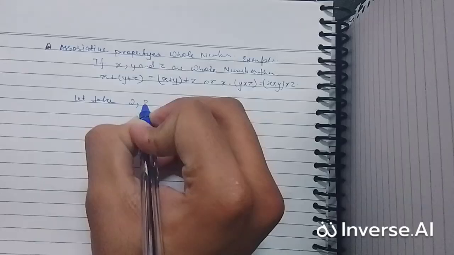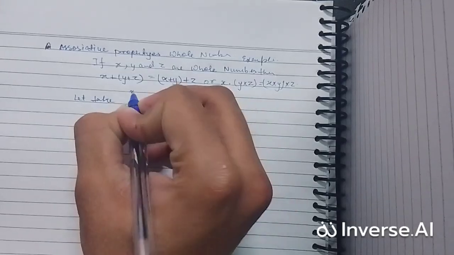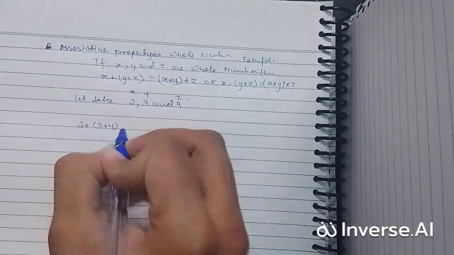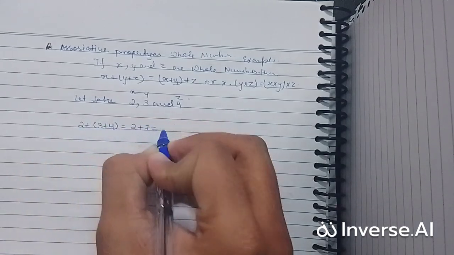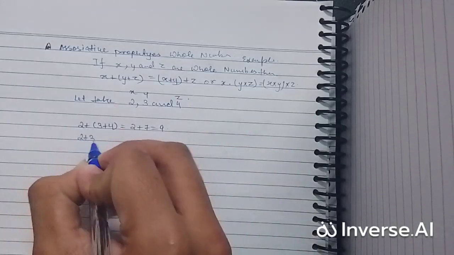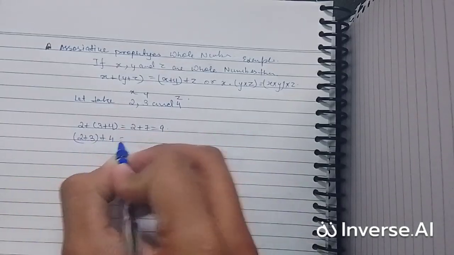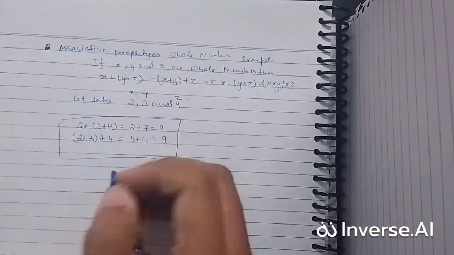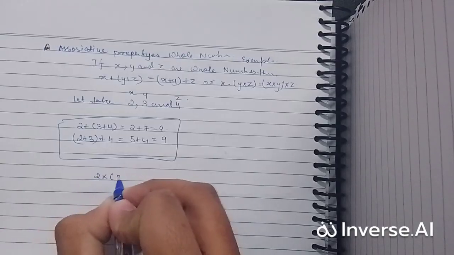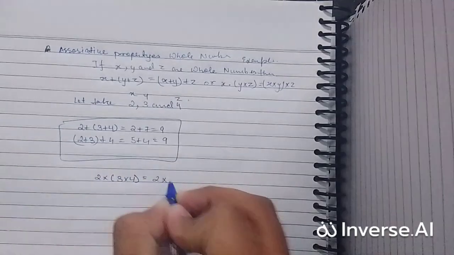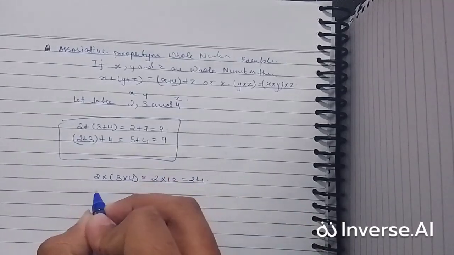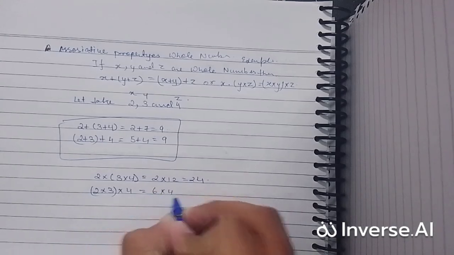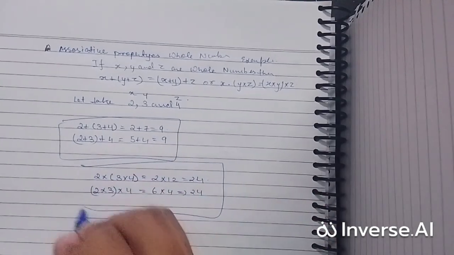three whole numbers like 2, 3, and 4 as x, y, and z. 2 + (3 + 4) = 2 + 7 = 9. (2 + 3) + 4 = 5 + 4 = 9. So the result will be the same. For multiplication, 2 × (3 × 4) = 2 × 12 = 24. Then again (2 × 3) × 4 = 6 × 4 = 24. The result will always be the same.